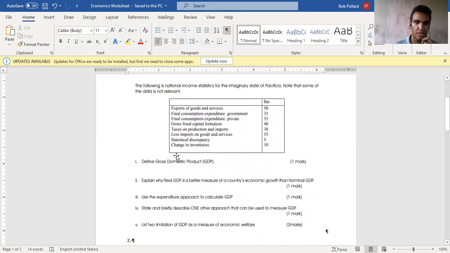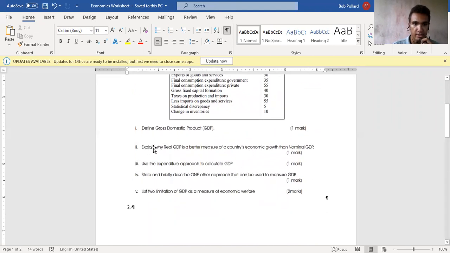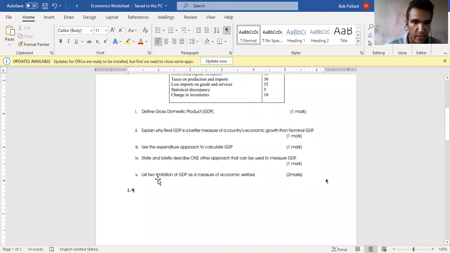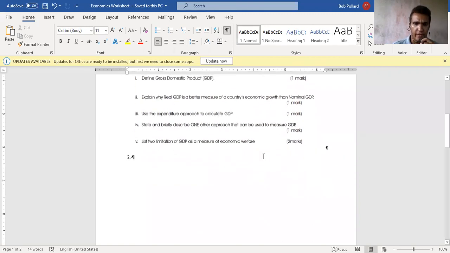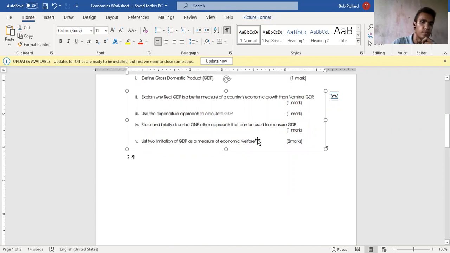Your first question is to define what gross domestic product is. Explain why real GDP is a better measure of a country's economic growth than nominal GDP. Use the expenditure approach to calculate GDP. Then briefly describe one other approach that can be used to measure GDP. Then list two limitations of GDP as a measure of economic welfare. Please feel free to use the internet to find answers to these questions.